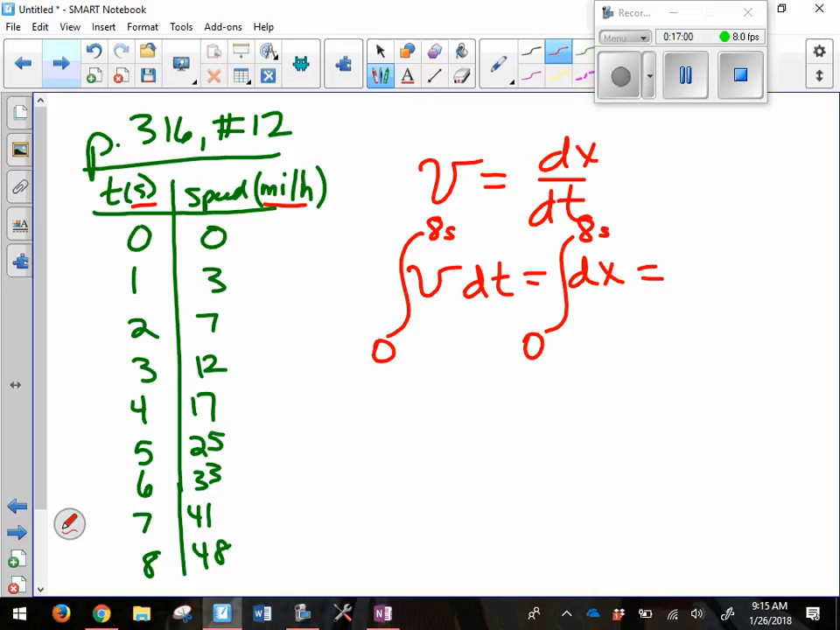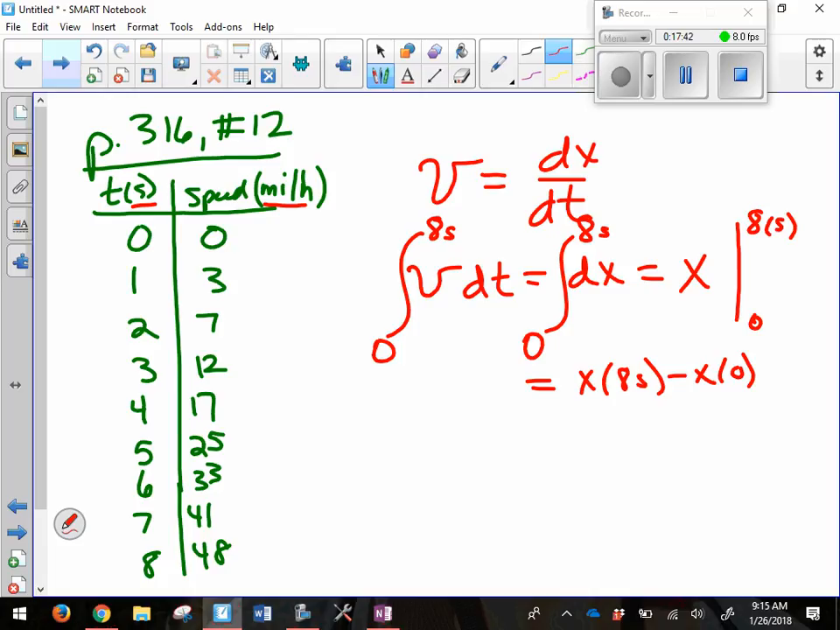So if I take the integral of x, what am I going to get? X, right? Okay. No, I may have misspoken. I did misspeak. I want to know what the integral of dx is. I probably said the integral of x, but Casey knew what I was asking, even though I didn't ask it correctly. So this is going to give me the position at 8 seconds minus the position at 0 seconds.